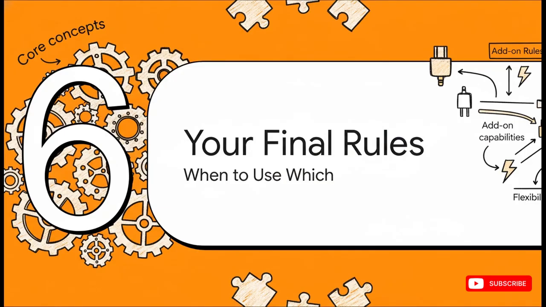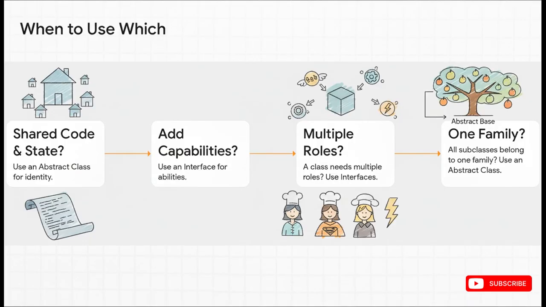Okay, you get the concepts now. So let's wrap this up with some simple, actionable rules that you can take with you and use in your own code today. Here's how you decide. If you're defining the core what-it-is for a family of related objects, use an abstract class. If you're adding what-it-can-do capabilities that could be mixed and matched across different kinds of objects, use interfaces. And just remember that golden rule. A class can only have one parent, but it can have as many superpowers, as many interfaces as you want.